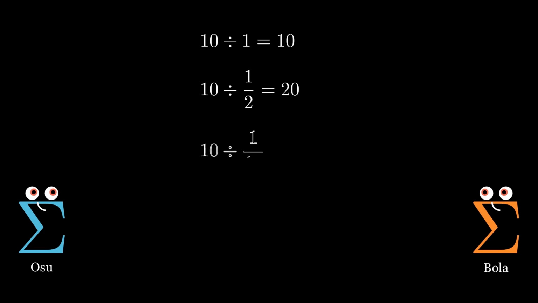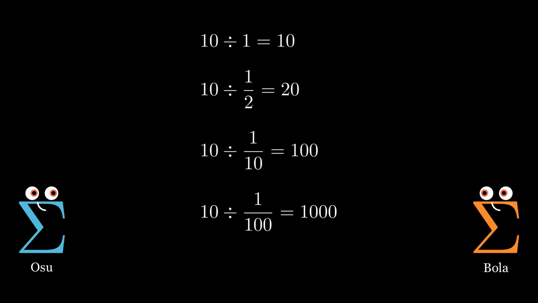Now imagine something interesting. Instead of dividing by 2, we begin dividing by smaller numbers. 10 divided by 1 equals 10. 10 divided by 1 half equals 20. And 10 divided by 1/10 equals 100. 10 divided by 1/100 equals 1000.